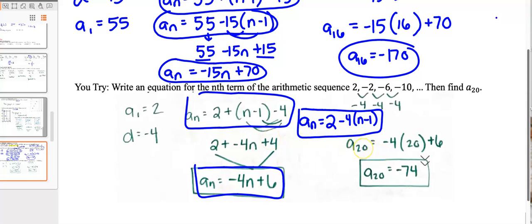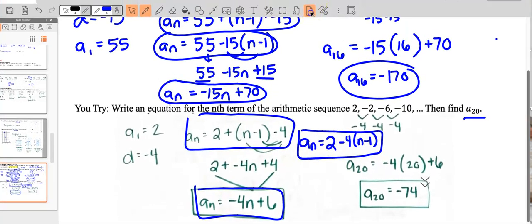And then the 20th term, again, you can plug it into either of these. I think the last one's the fastest, less typing. -4 times 20, and then plus 6. So the 20th term would be -74 if you did it 20 times. So that is writing a function of an arithmetic sequence. So let's talk about geometric sequences.